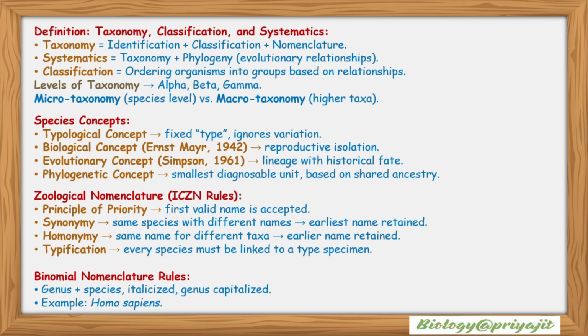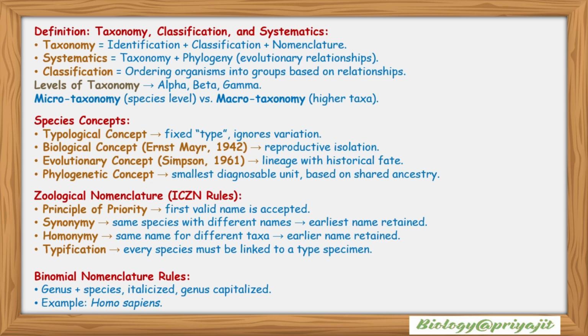Zoological nomenclature or ICZN rules. Principle of priority: the first valid name is accepted. Synonymy: same species with different names, earliest name retained. Homonymy: same name for different taxa, earlier name retained. Typification: every species must be linked to a type specimen.